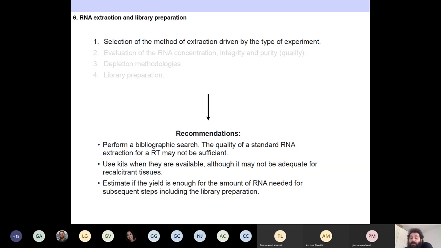And also estimate if the method that you are going to use, the kit, is going to produce enough yield, enough RNA that you need not only for the libraries, but also for the other steps that you may need to do. As I said, you need to run a qRT-PCR to check if the treatment was effective. Of course, you may need to do more than one extraction in order to have enough amount of RNA. My suggestion always will be to mix them, okay? To create pools by replicates, not between replicates.